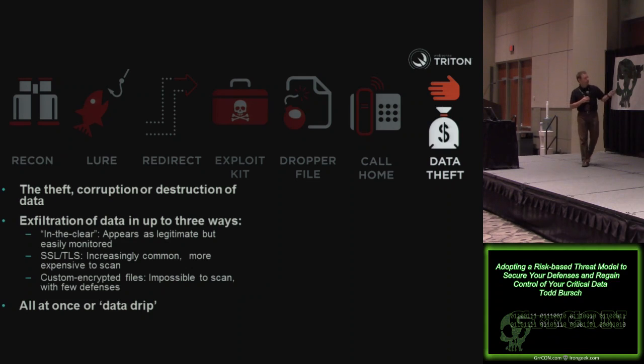So like I mentioned earlier, encryption is becoming much more common in these types of attacks as far as getting data off your network. You cannot be blind to those types of communication channels anymore. You have to do full-blown inspection of your encrypted traffic. You also need to be able to detect custom encrypted files.